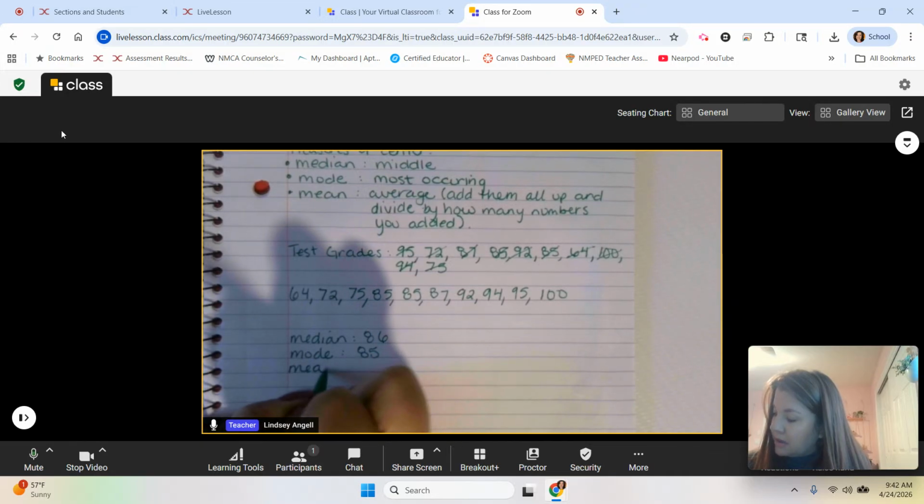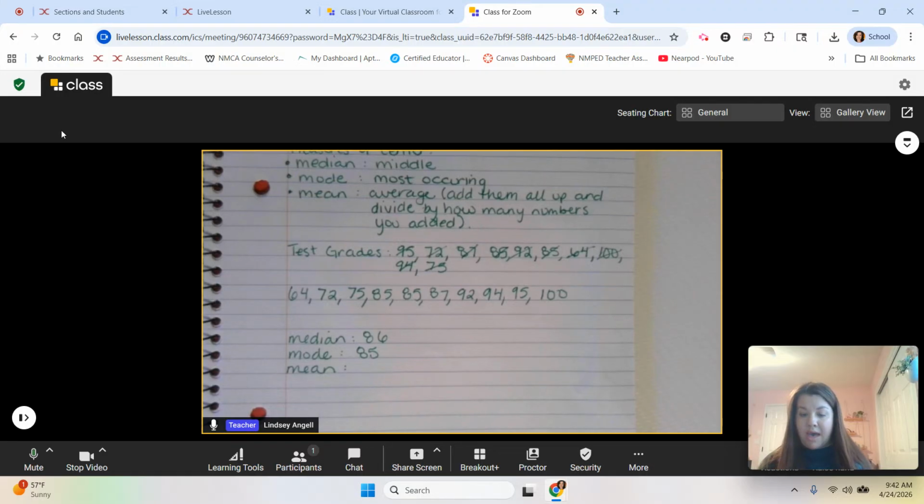For the mean, remember that's the average. What we would want to do is add them all together. So we'd have 64 plus 72 plus 75 plus 85 plus 85 plus 87 plus, almost messed up, 92 plus 94 plus 95 plus 100. Okay, so let's see, 1, 2, 3, 4, 5, 6, 7, 8, 9, 10 numbers.